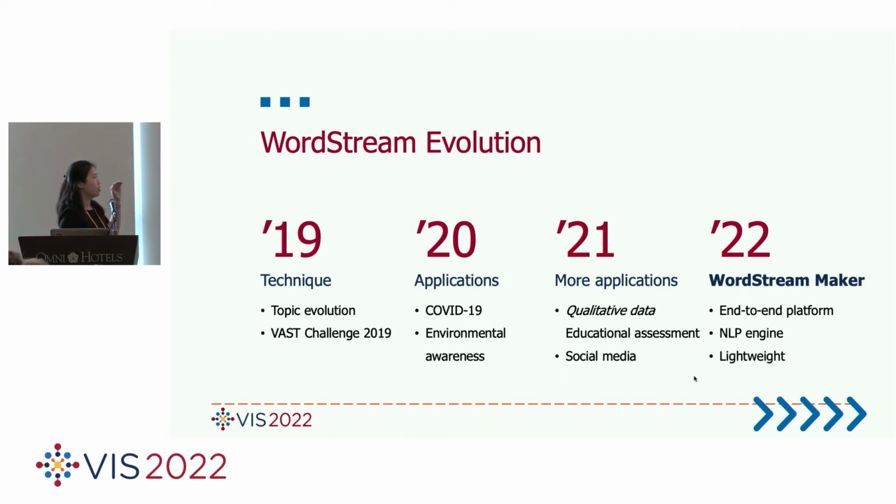For example, during COVID-19, WordStream was employed to visualize sentiment and emotion analysis on social media in Peru. And in 2021, we had a chance to work with the typical form of qualitative data, which is educational assessment. The project is funded by NASA for visualization for science education as well. And in 2022, we have a brand new project, WordStream Maker. WordStream Maker is an end-to-end platform incorporating an NLP engine, and it is very lightweight.